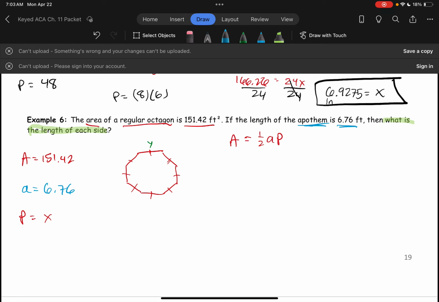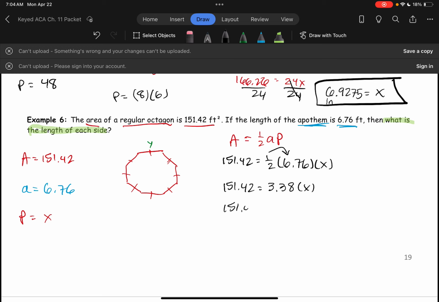So for right now, let's go ahead and start working with the area of a regular polygon formula. Let's plug in our known values. We have 151.42 is equal to 1/2 times the apothem of 6.76 times the perimeter of x. From here, we'll just multiply it out. We have 151.42 is equal to, let me double check with the calculator here, 3.38. Okay, but let's be on the safe side. Times 6.76. Yep, 3.38. And then we have times x.